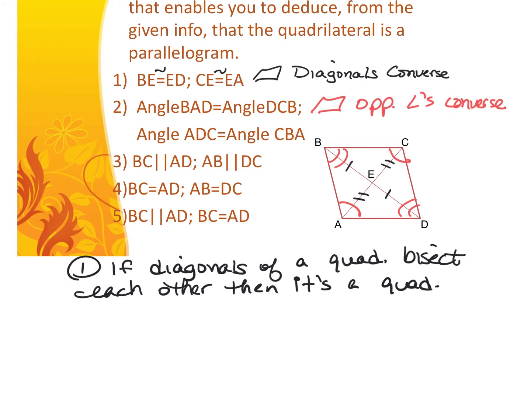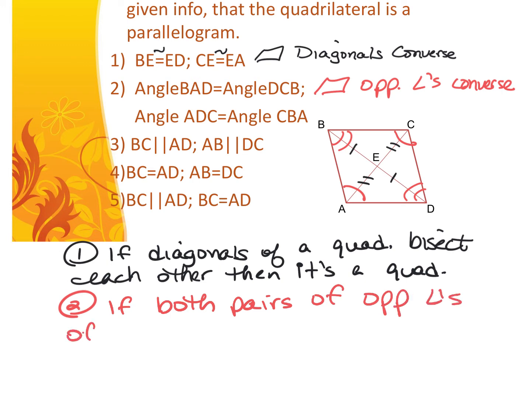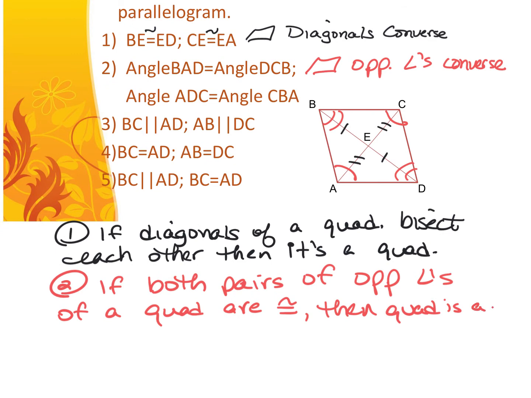And again, what that one states is that if both pairs of opposite angles of a quadrilateral are congruent, then the quadrilateral is a parallelogram.